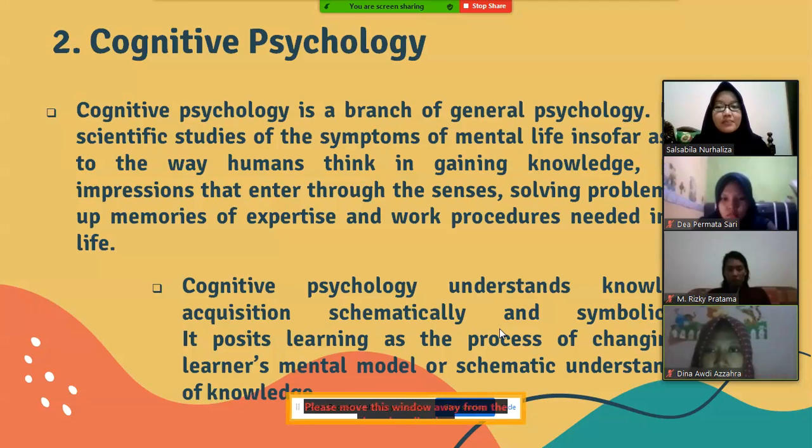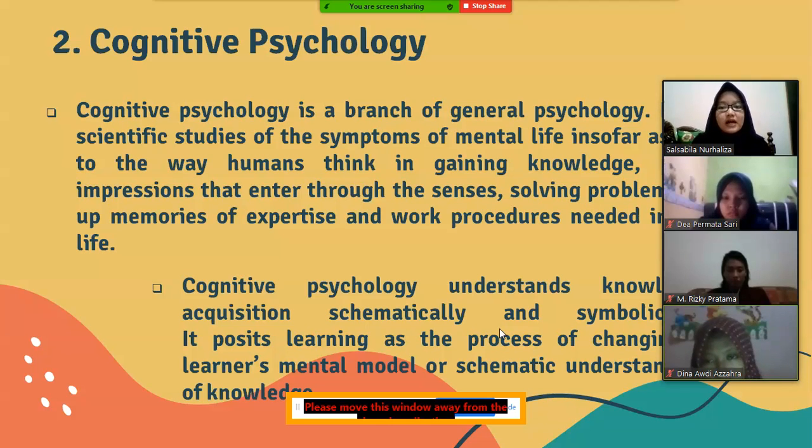Cognitive psychology is a branch of general psychology. It includes scientific studies of the symptoms of mental life insofar as it relates to the way humans think in gaining knowledge, processing impressions that enter through the senses, solving problems, and digging up memories of expertise. Mental life encompasses cognitive, affective, and conative symptoms to some degree.